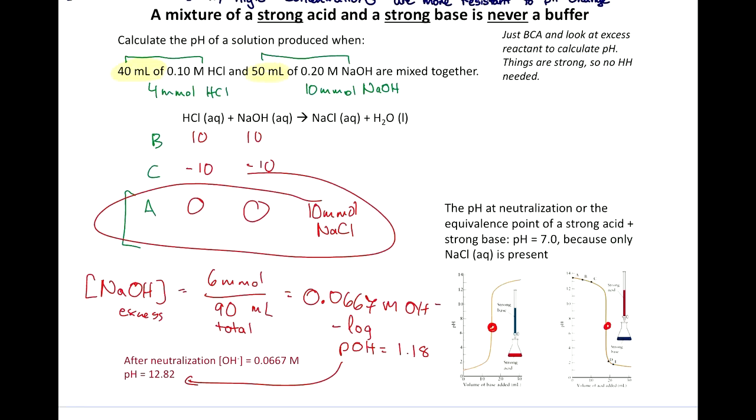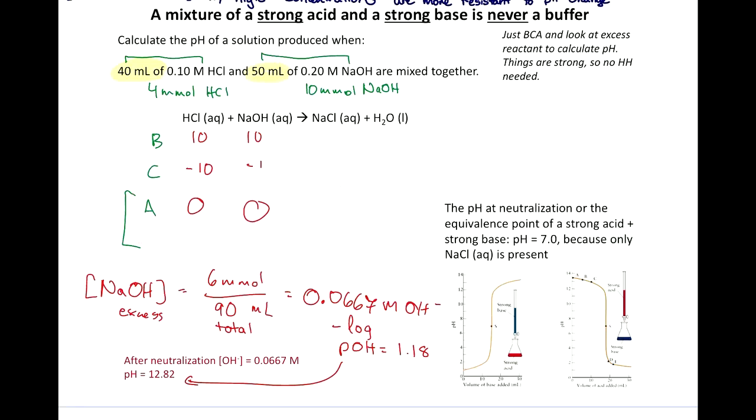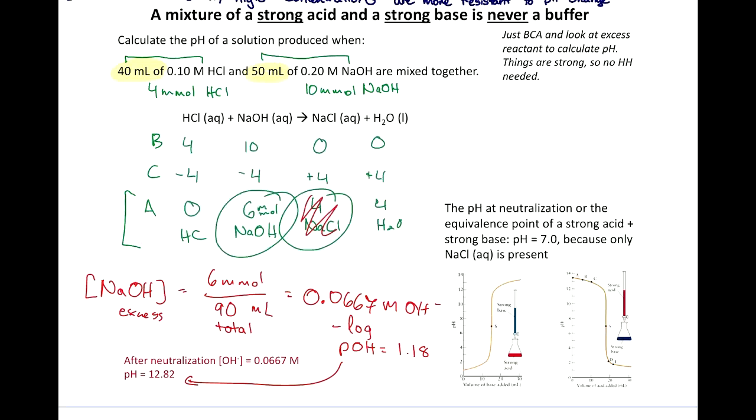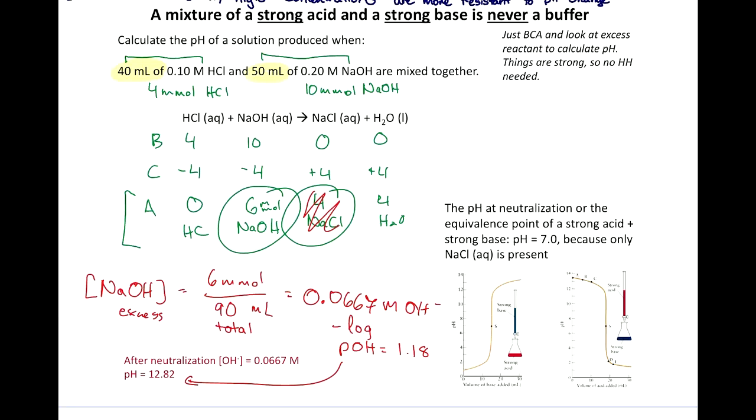All right, so in this example, we still used a BCA table, but the strategy is just a little bit different because in the after line, okay, I'll erase all this stuff. In the after line, we don't have any weak systems, so it's not necessary to use the Henderson-Hasselbalch. We just look and see, okay, what is left over? That is what dictates our pH, right? Okay.